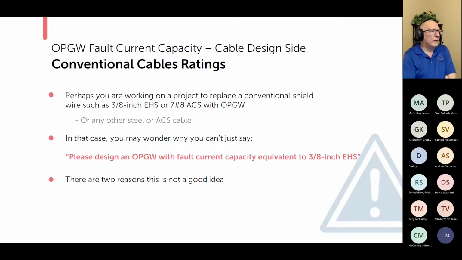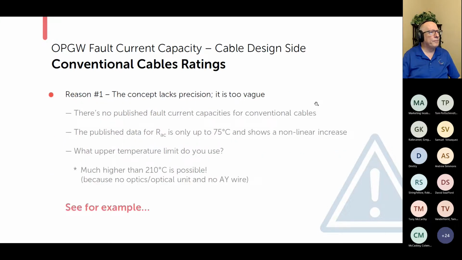Now, some of you may be working on a project to replace a conventional shield wire, such as a 3/8 inch EHS or a 7 number 8. You want to replace one of those cables with OPGW, and it could be any other steel or ACS cable. And in that situation, you may wonder why you can't just say, please give me an OPGW design with a fault current capacity that's equivalent to whatever it is. There are two reasons that this is not really a good idea. Reason number one, there's no precision to that.